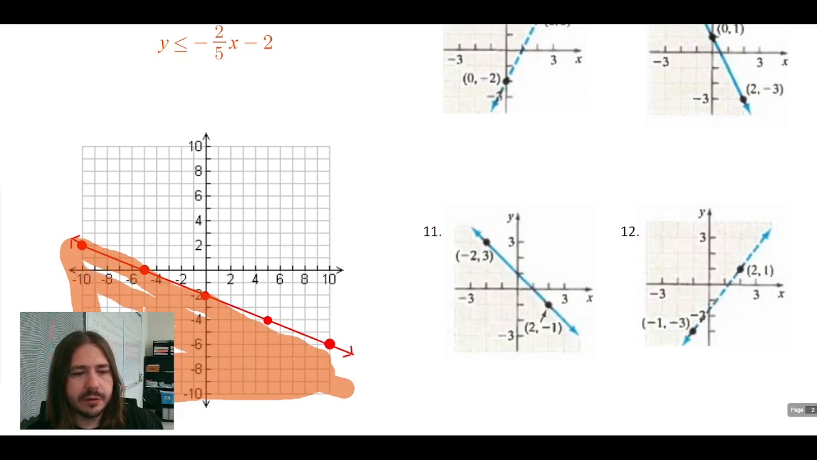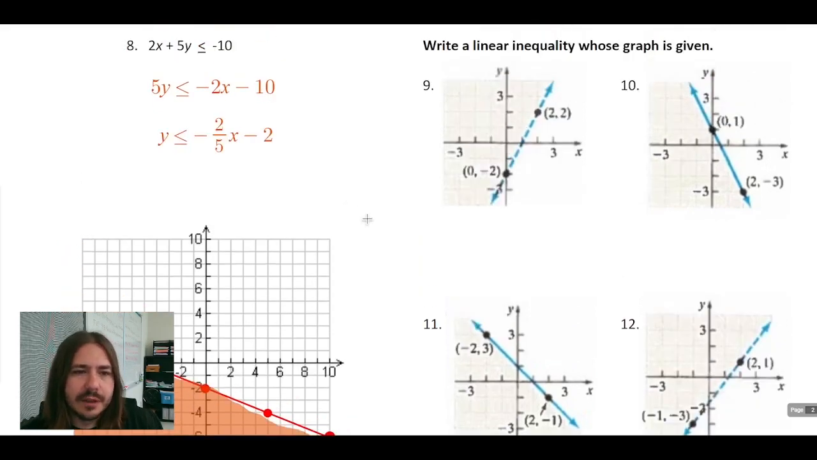Kind of went over the line there a little bit. Hopefully that doesn't throw you off too much. Really should not cross that line. All right, there's number 8.